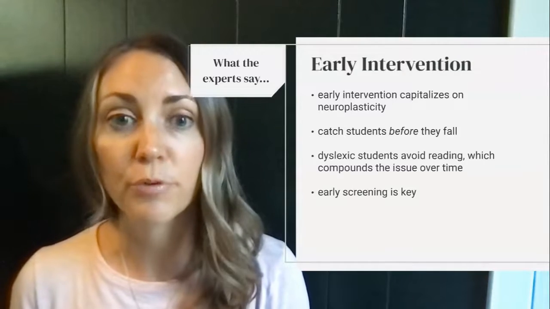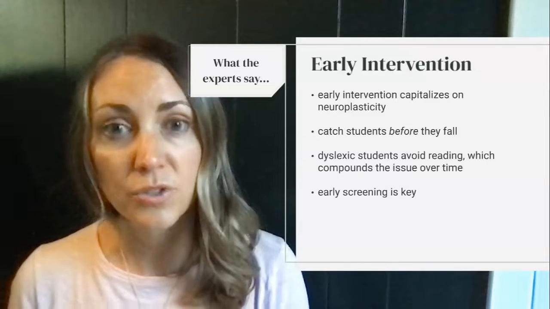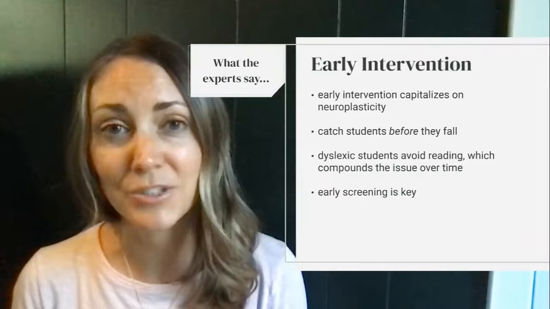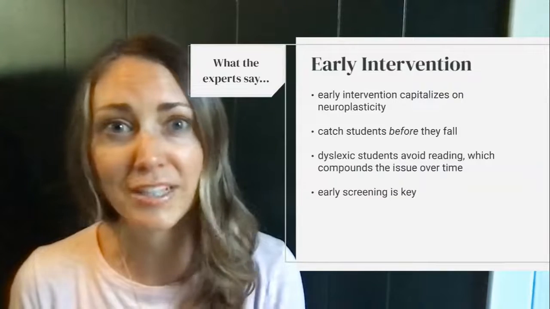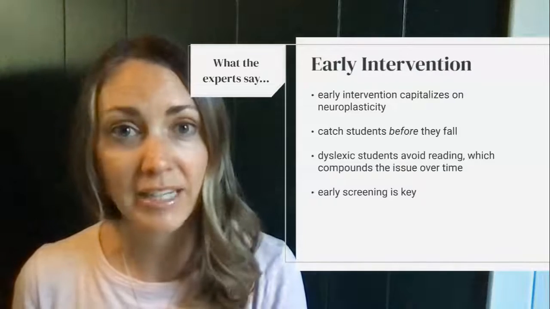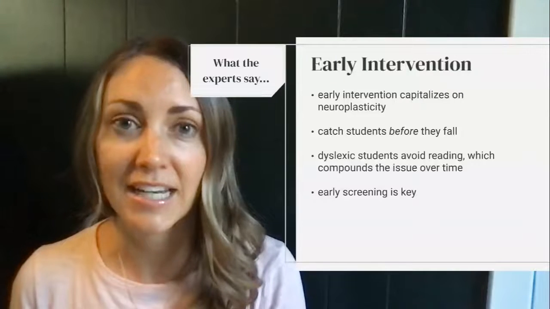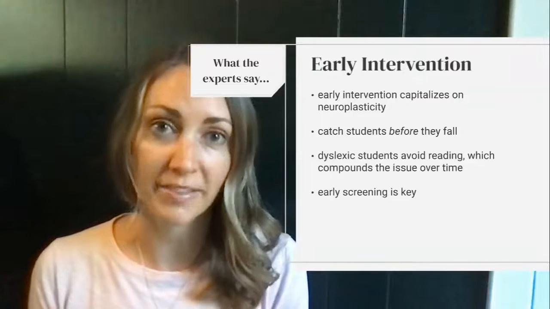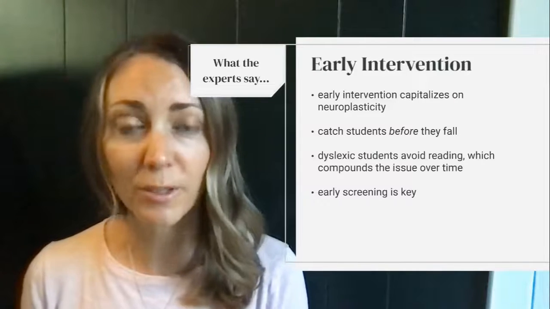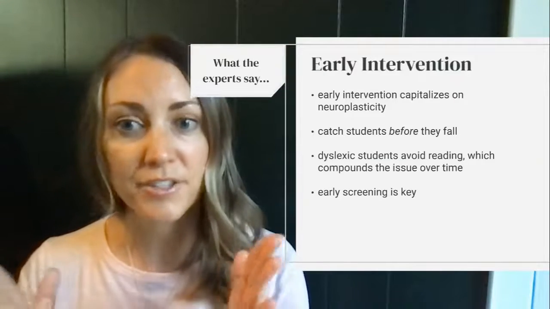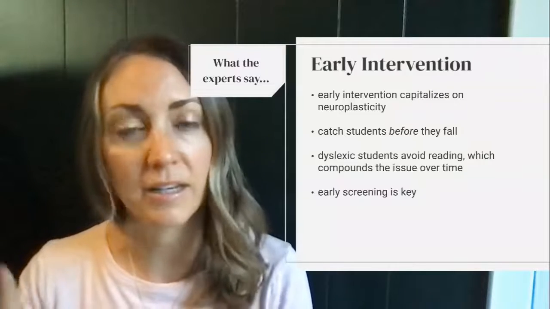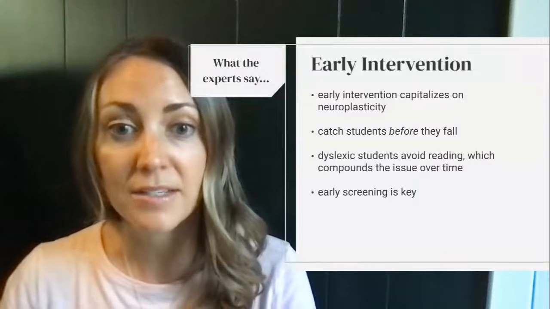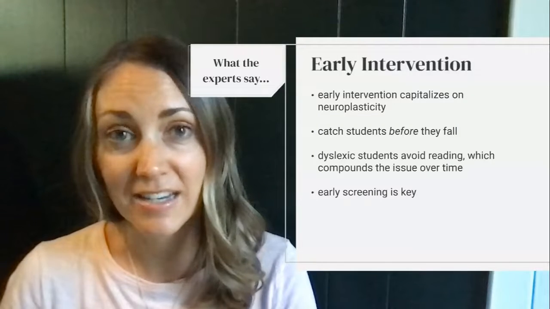This also catches students before they fall. So students with dyslexia will often avoid reading because it is so hard and so challenging and upsetting. And in that avoidance, it actually perpetuates the issue, and then they grow farther and farther behind their peers. So the earlier we can catch these students, the smaller that gap will be between dyslexic students and their typically developing peers. Because of this, early screening is key.